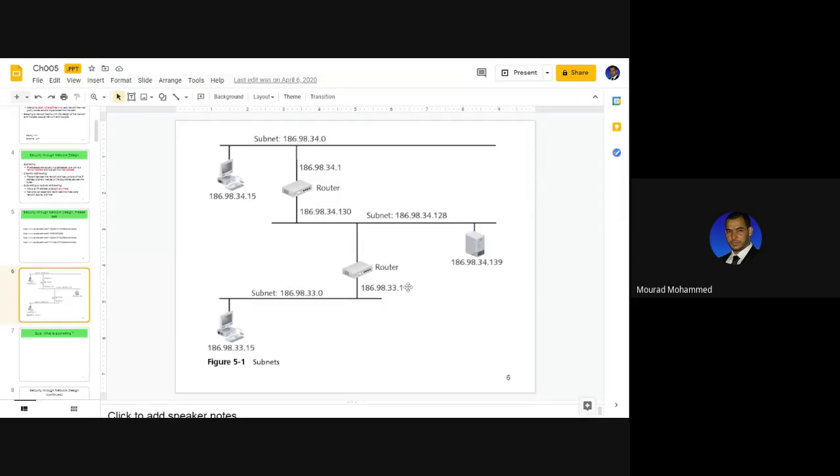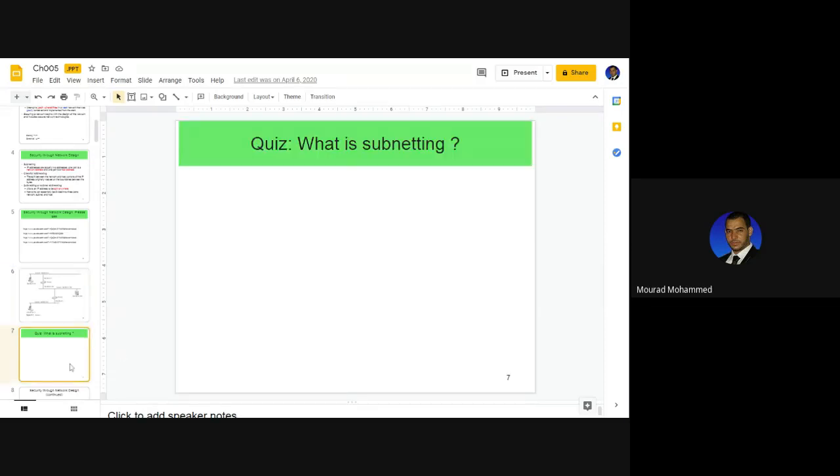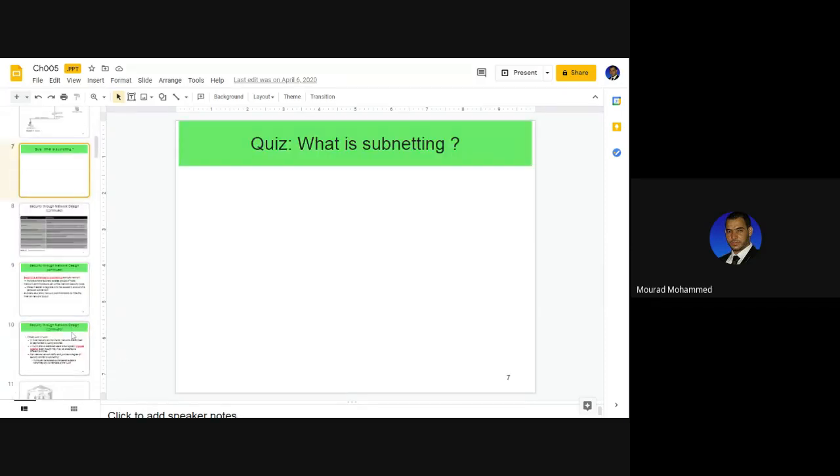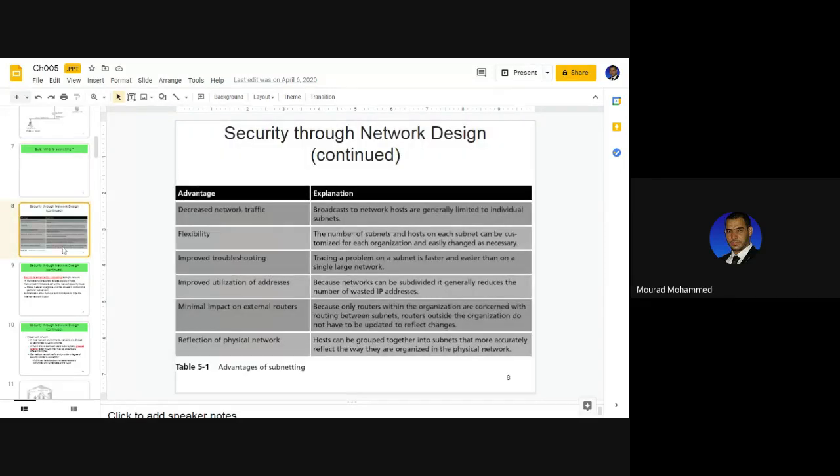So this is the first security measure we have to talk about, subnetting. Here, subnet 1, subnet 2. We talk about physical segregation. What is subnetting? Subnetting, at the end of the day, is the segregation of the network components into departments or groups for the purpose of control.